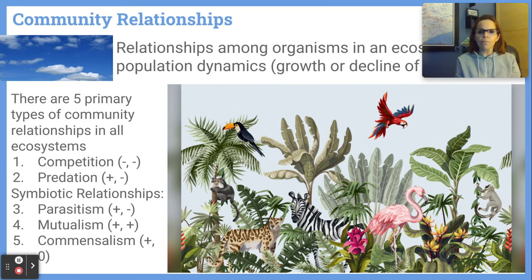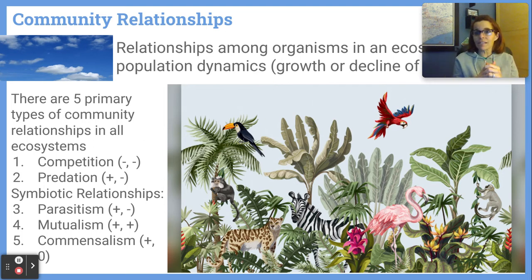And we said there were five types of relationships. There's competition, always bad. They don't want to compete. They want to have unlimited resources. And when they have to compete for resources, it's bad for both of them. That's why it says negative, negative. Both species that are competing, they don't like it.